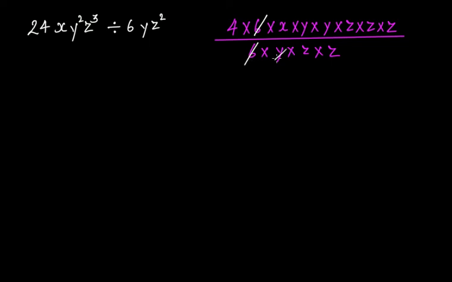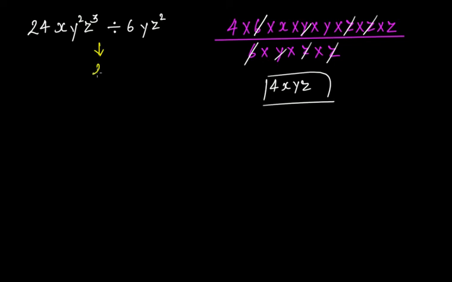Then this y and this y get cancelled. This z and this z get cancelled. This z and this z get cancelled. You have 4xyz. So 4xyz. You have nothing left in the denominator. So this is the answer. Right? Let's solve it using the laws of exponents.